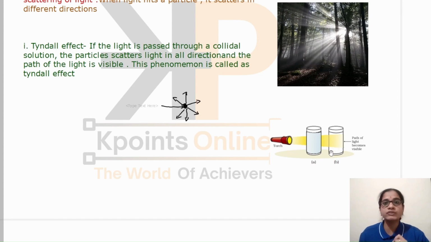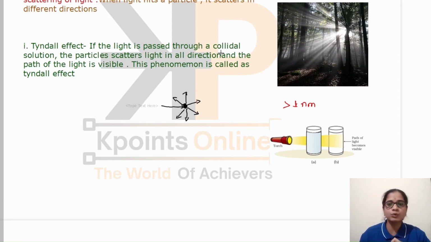Here the size of the particles matters. The scattering takes place when the size of the particles is more than 1 nanometer. In the case of a true solution, the size of the particles is very much less than 1 nanometer. So here, the scattering is not taking place. This phenomenon is called the Tyndall effect.